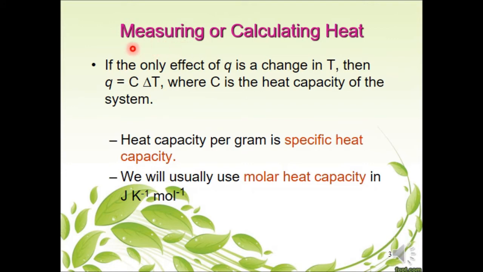Now, how do we measure or calculate when it involves heat? If the only effect of heat is a change in temperature, then this relationship is used: Q equivalent to C ΔT, the change in temperature multiplied by the heat capacity of the system. The heat capacity here is the specific heat capacity, and the unit normally used is joule per Kelvin per mole.